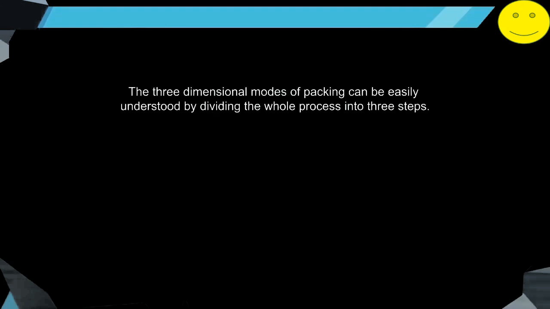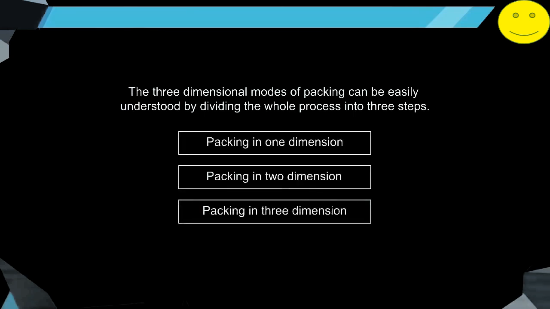The three-dimensional modes of packing can be easily understood by dividing the whole process into 3 steps: packing in 1 dimension, 2 dimension and 3 dimension.